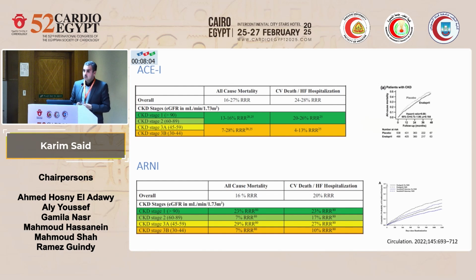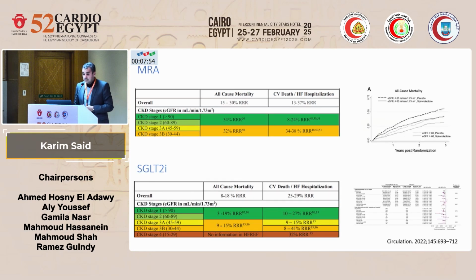The same applied to the trials of ACI and ARNI. In ARNI, you can go down to an eGFR of 30 ml per minute. And in MRA and SGLT2 inhibitors, actually those with lower eGFR had maximum benefit compared to non-CKD. The relative risk reduction in cardiovascular death and heart failure hospitalization may reach up to 40% with SGLT2 inhibitors. So the message here is that among this common type of patients, they have at least the same, maybe higher, benefit compared to non-CKD patients.